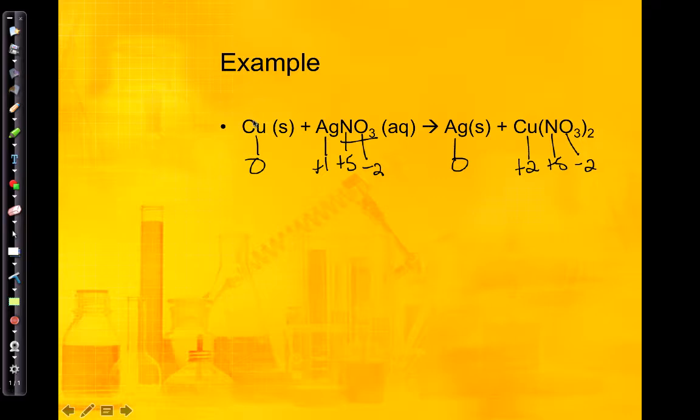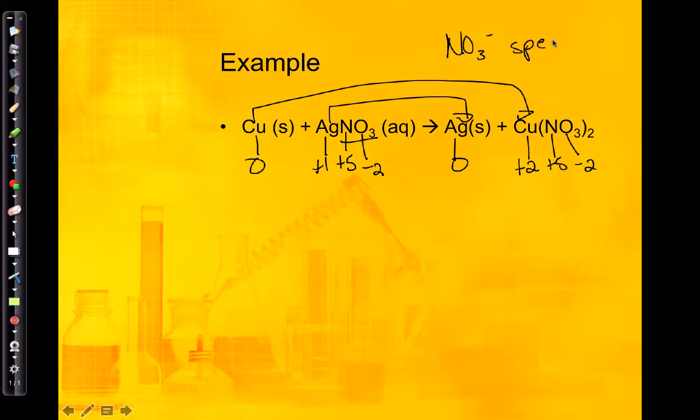So the copper changed and the silver changed. Nitrate, nitrogen, and oxygen stay the same, so that would be a spectator. So now let's look at copper. Copper went from a 0 to a +2, so it is being oxidized.